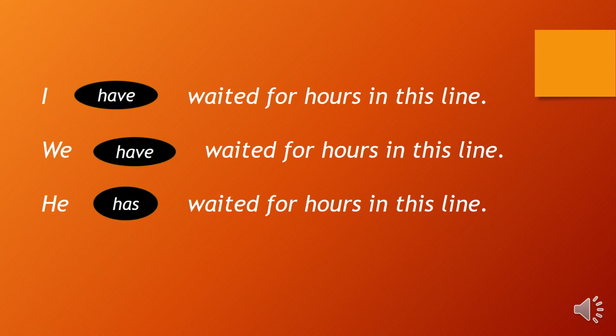And then the second one, we have waited for hours in this line. Our subject is we, and that is plural. That's why we will be using the plural have. And then the third one is he has waited for hours in this line. Our subject here is he, and that is singular. That's why we will be using the singular has.